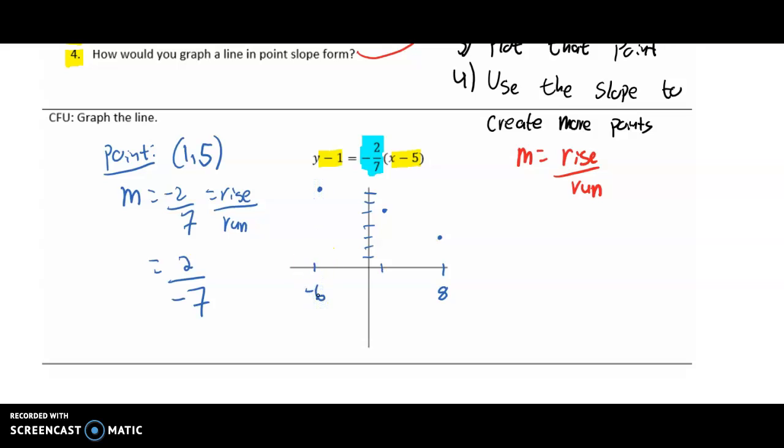So no need to draw every little tick mark if you're able to do the math and just tell me what point that is. And we have our line.